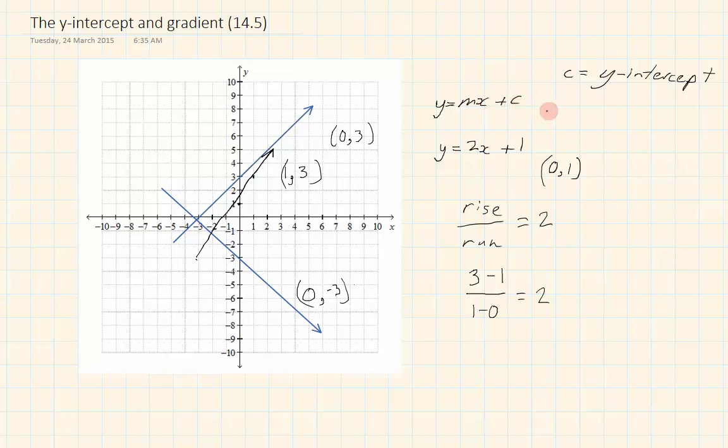So just going over it again, how I drew this graph. First, I plotted the y-intercept, which was (0, 1). Okay, that was the first thing I did. Then I looked at the gradient, which is 2, and I worked out that from (0, 1), I have to go up 2. That's our rise. And then the run had to be just 1, because 2 over 1 is 2. So then I plotted this point here.